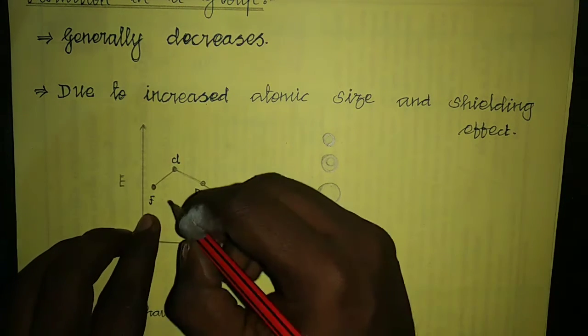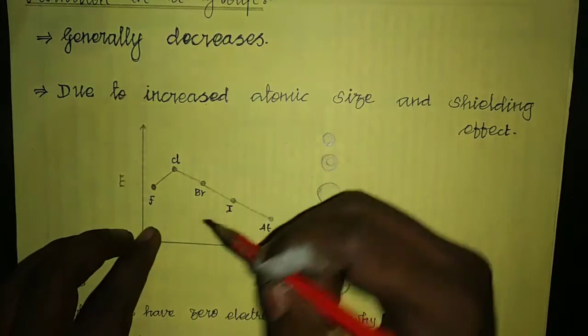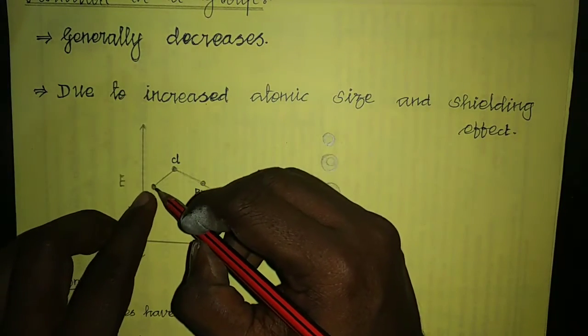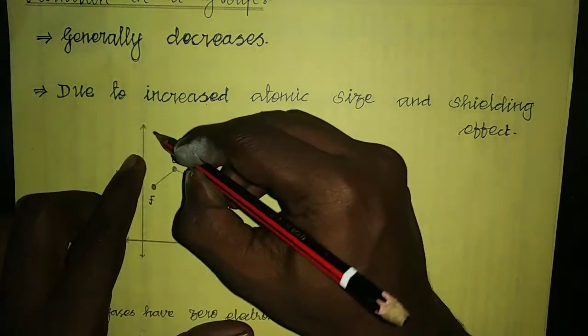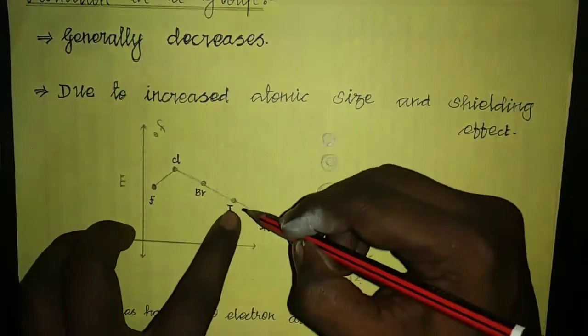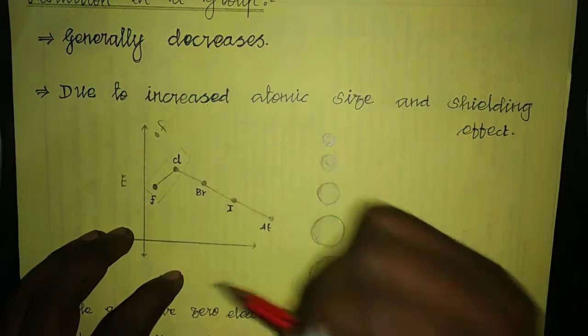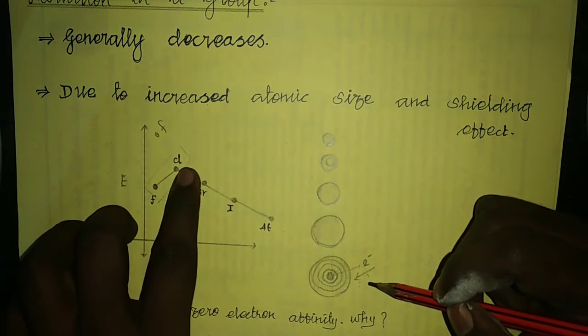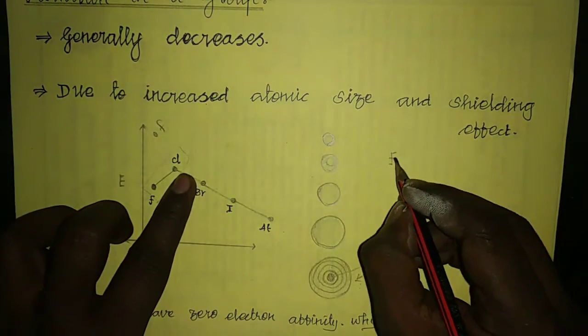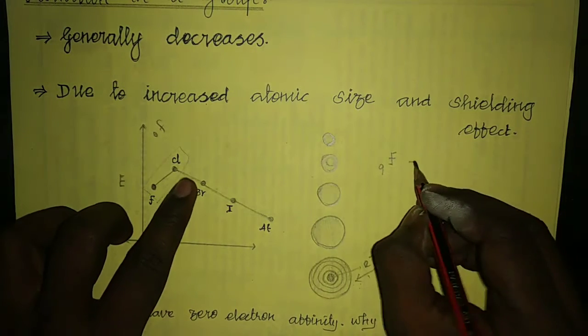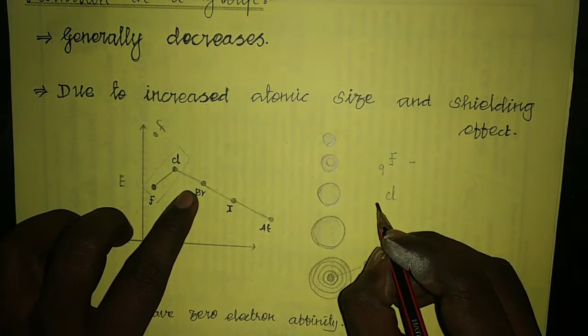So fluorine has the higher value. First fluorine, then chlorine, then bromine, then iodine, then astatine. This is the order. But here there is a case. When we compare fluorine and chlorine, let us write the electronic configuration. Fluorine's atomic number is 9, whereas chlorine's atomic number is 17.